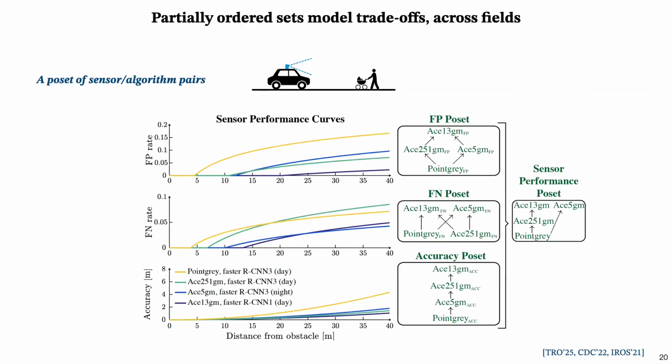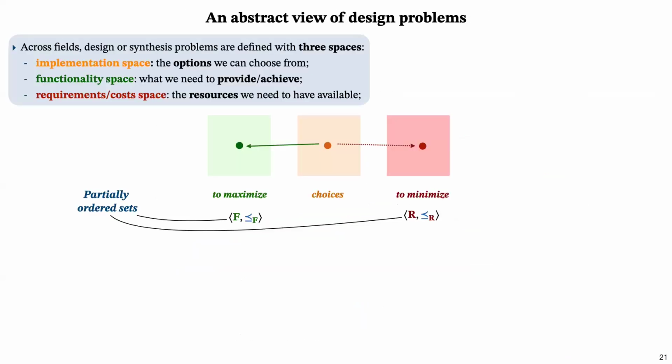And I wanted to bring another example. Here, for instance, you might be willing to create a partial order of sensors and algorithms in the context of object detection for autonomous driving. Each pair of sensors and perception algorithm can be assessed by looking at the performance curves. So false positive, false negative, and accuracy. Of course, those curves depend on the distance from the obstacle. And now you can order these curves based on dominance. And you can aggregate them at the end, and you can get a partial order for sensors in general. This is just to convince you, partial orders are a very flexible toolbox to talk about trade-offs. And so from now on, I will talk about functionalities and resources in terms of those partial orders.